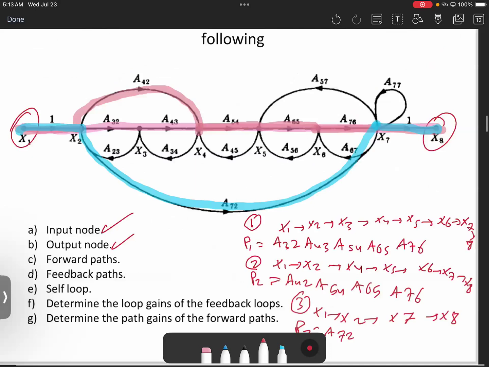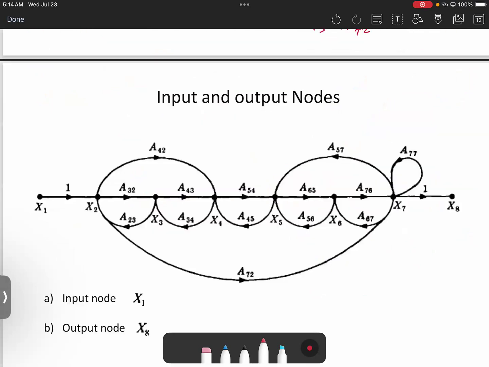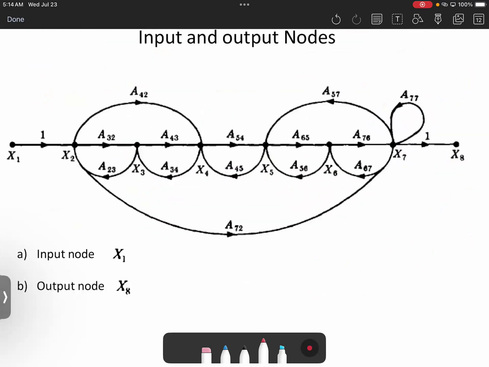So we are done now with forward paths and with path gains. So we are done with A, B, C, and G. Now, number D, feedback paths. Whenever we say feedback paths, we mean the loops, okay? No matter if it is a self loop or whatever. Any loop is called a feedback path. Let's try to figure out the loops here. Let's see how many loops we can have.